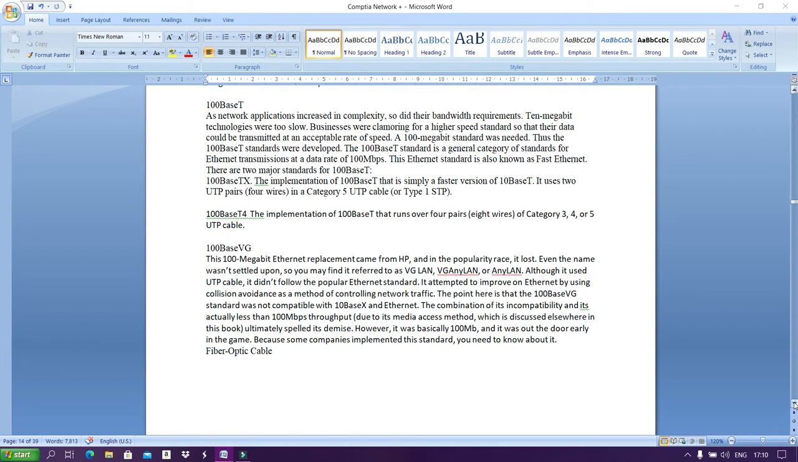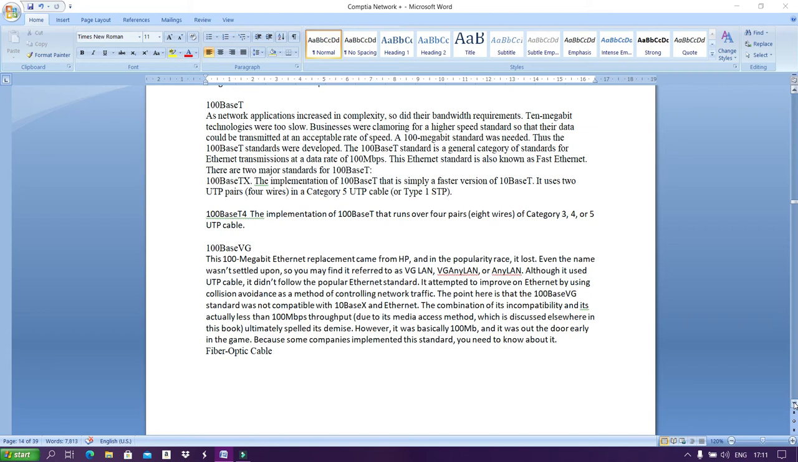100BaseT. As network applications increased in complexity, so did their bandwidth requirements. 10 megabit technologies were too slow. Businesses were clamoring for a higher speed standard so that their data could be transmitted at an acceptable rate of speed. A 100 megabit standard was needed. Thus, the 100BaseT standard was developed.